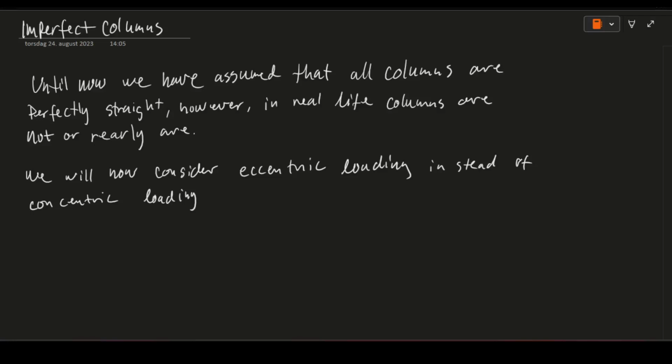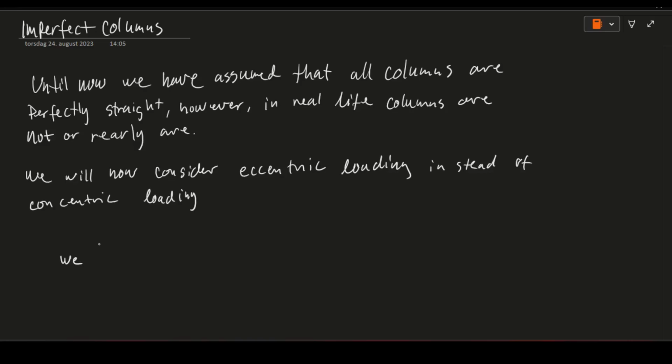Okay, in this lecture, we are going to cover imperfect columns. So until now, we have assumed that all columns are perfectly straight. However, in real life, columns rarely are perfectly straight. We will now consider eccentric loading instead of concentric loading.